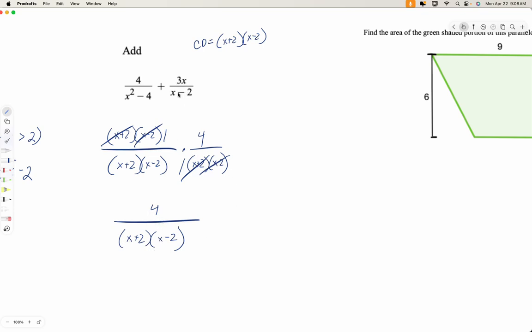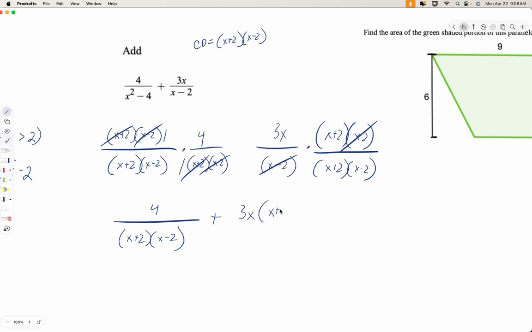When we do the same thing to this fraction, we say 3x over x minus 2 times x plus 2 over x plus 2, x minus 2. The only thing that cancels is the x minus 2. So what we get is plus 3x times x plus 2 over x plus 2, x minus 2, which is the same thing that we were doing before, except I was doing this bit in my head. And I want you to see exactly what's going on, what's canceling and how it's canceling.